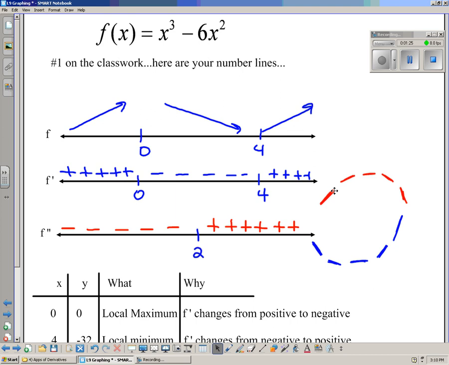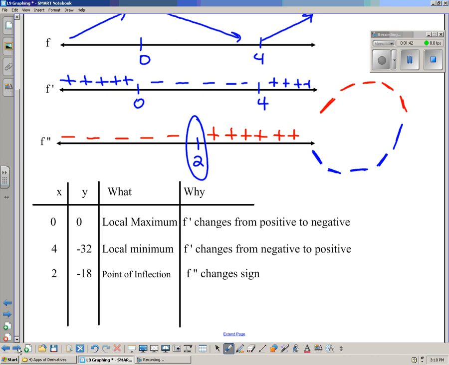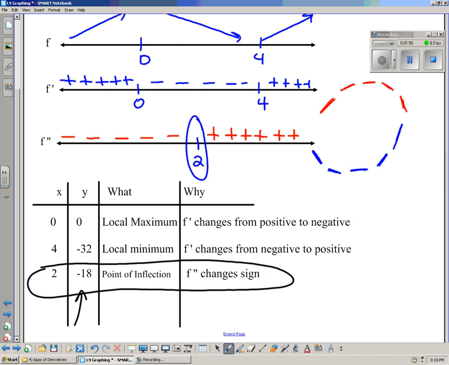And so this point at which the curve changes from concave down to concave up is known as a point of inflection. So what we would say is that 2 comma, and the y value would be gotten from plugging 2 into the original, is a point of inflection because f double prime is changing its sign. So we know we're going, in this case, from concave down to concave up. And so f double prime is changing its sign.